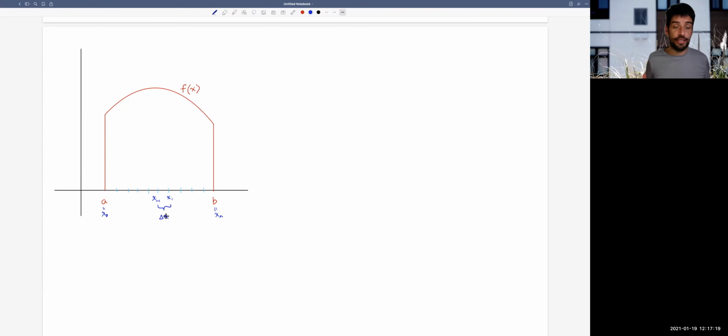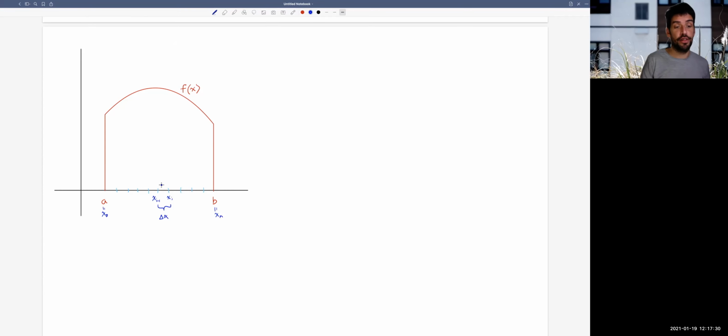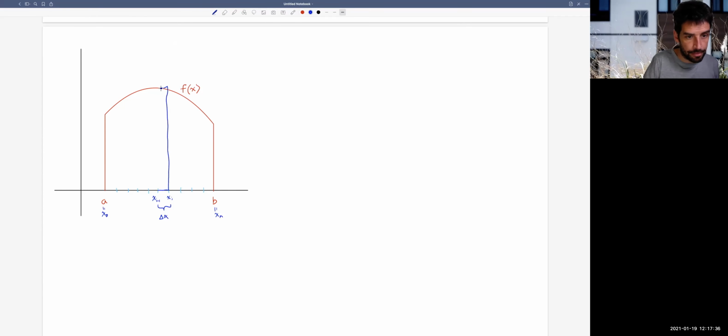So the way that we're going to chop this lamina up is also something that is probably unsurprising. We're going to use rectangles. So again, we can imagine drawing rectangles from each interval. I'm just going to draw this one. And in this case, our rectangles are going to use the midpoint.